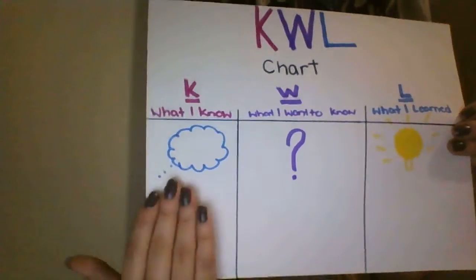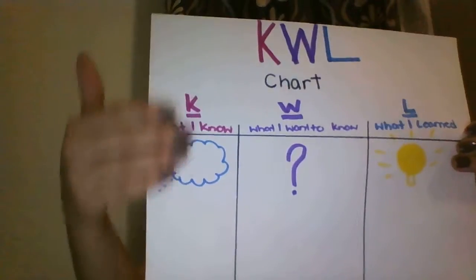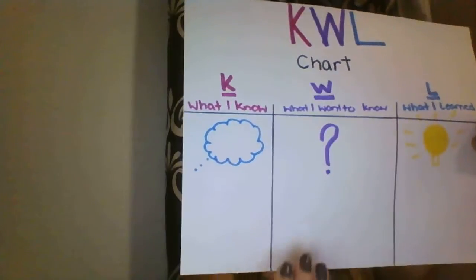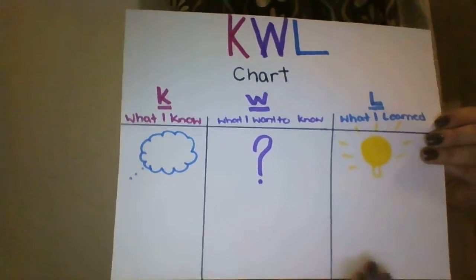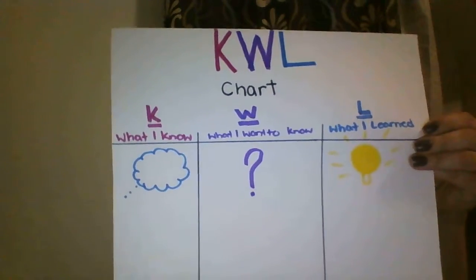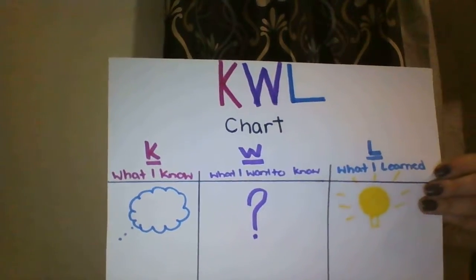It has three simple sections. The first one is obviously for what the child already knows. The middle one is for what the child wants to know. And the last one is where they'll have the opportunity to tell me or their classmates what they've learned during this subject or assignment.